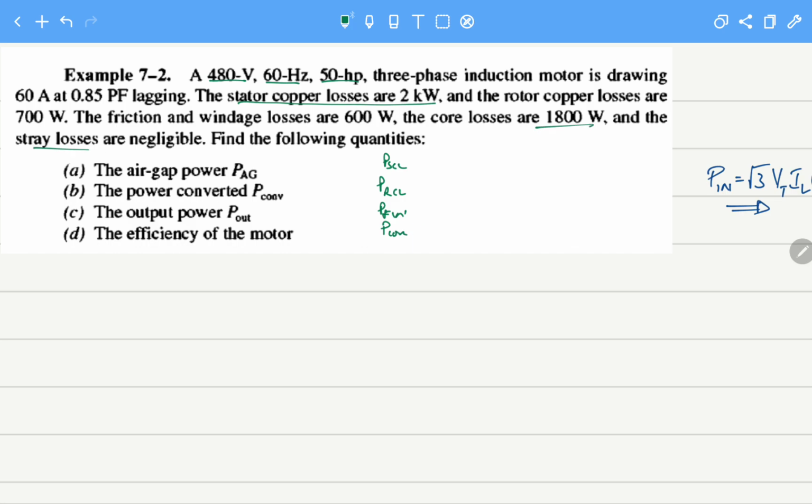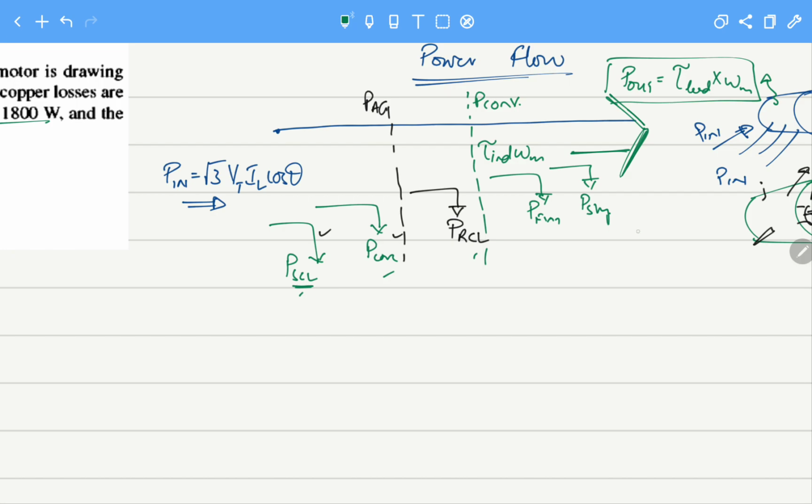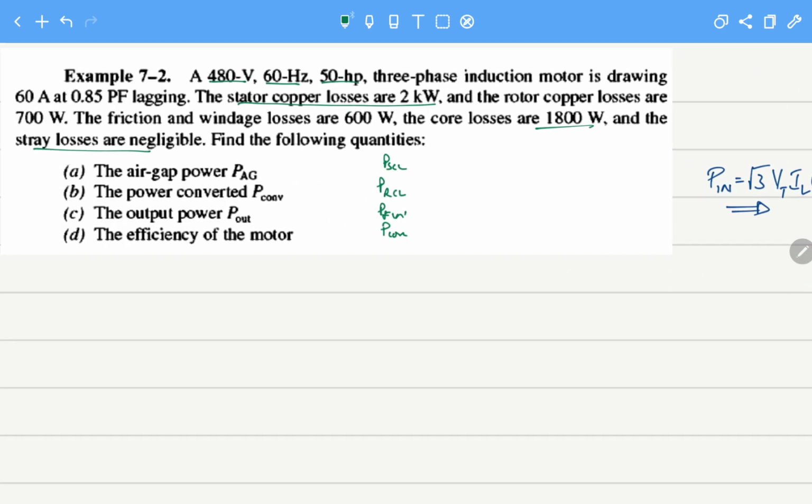And the stray losses are negligible. No need to consider them. Now, in these types of questions, they give you a few powers, and then you have to calculate the powers either by the basic formula or by subtracting the power.